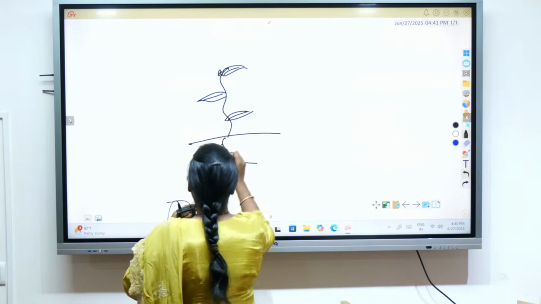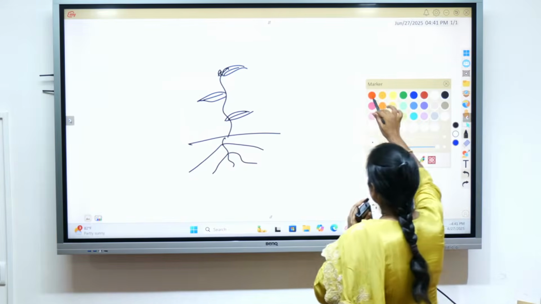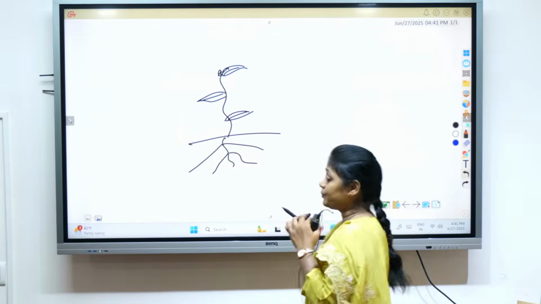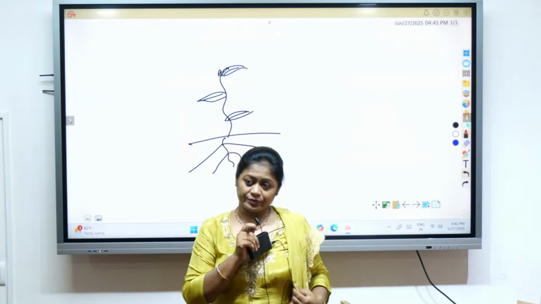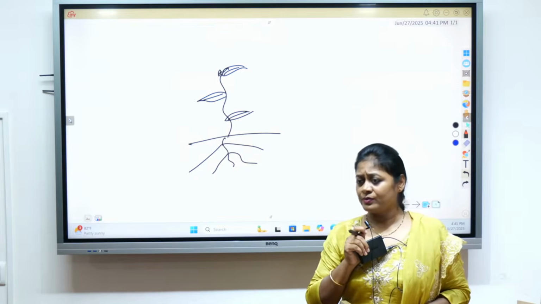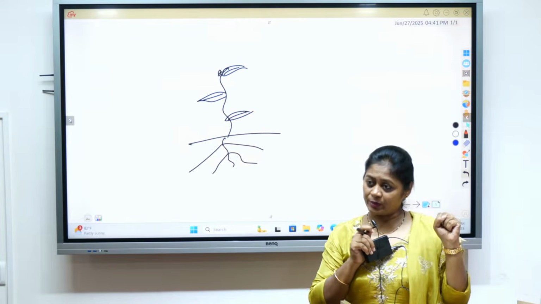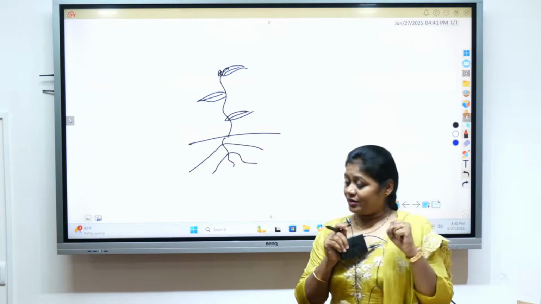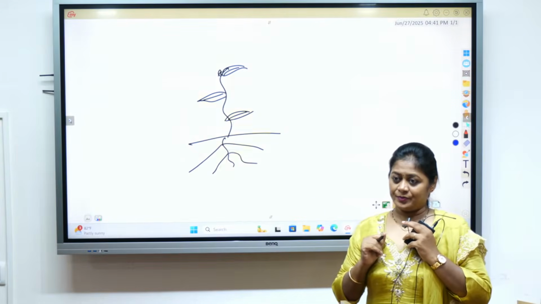They are roots. In the previous class, I discussed the symbiotic association between leguminous plants and rhizobium bacteria, isn't it? So what is the rhizobium bacteria doing? It is fixing nitrogen from the atmosphere.